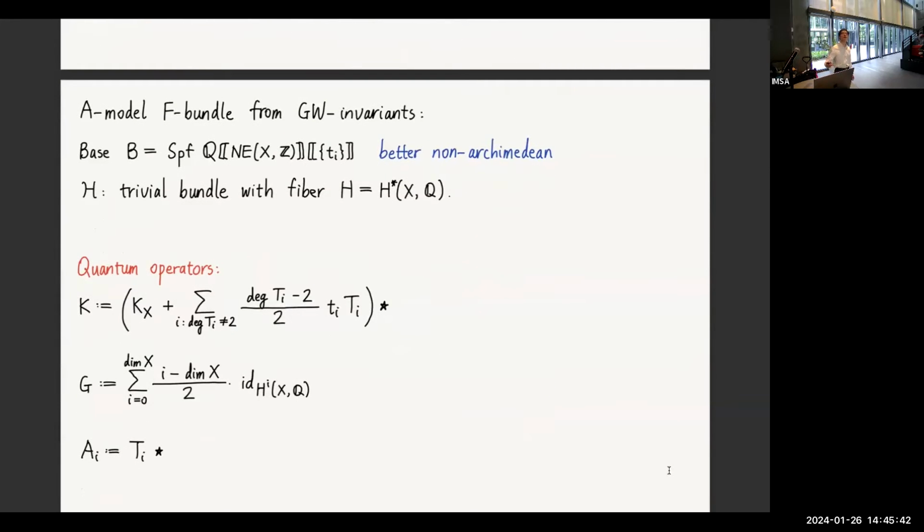Then we have quantum operators, K, G, A. So K is this canonical class plus this combination of basis D_i, and we take quantum multiplication with all this. And G is the grading operator, and A is T_i, quantum multiplication by T_i.